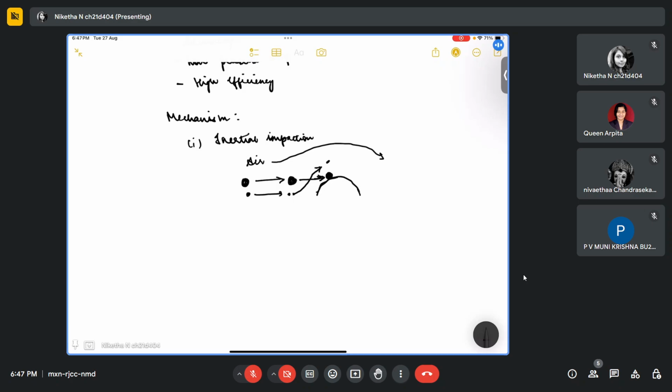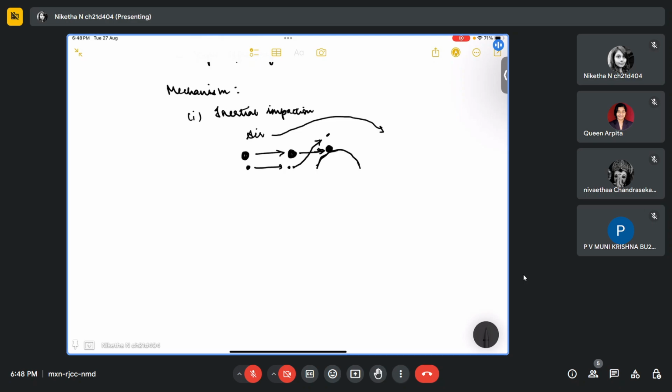But since we have heavy particles in the air, they cannot really travel along the air, because of inertial forces acting on them, they cannot change the direction of their movement quickly, and that's why they get stuck on the surface of the particle. So this is inertial impaction. And the second one is interception.